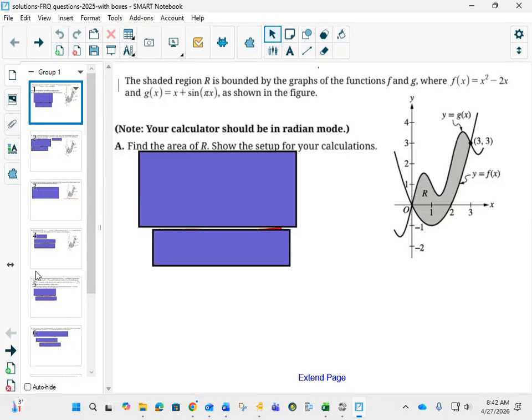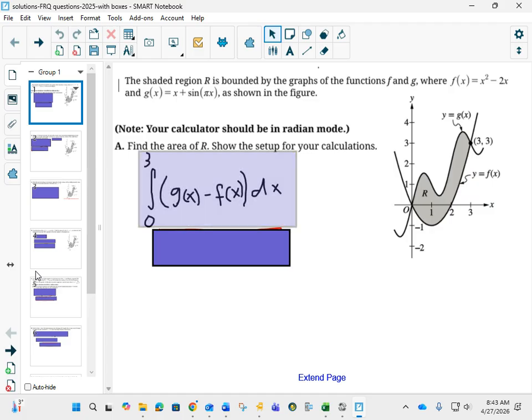So the shaded region R is bounded by the graphs of functions f and g, and you can see that g is the function above and f is the function below, as shown in the figure. So we need to find the area of that region. And so we need to find the intersection points. It's nice that the graph has that label, 3, 3.